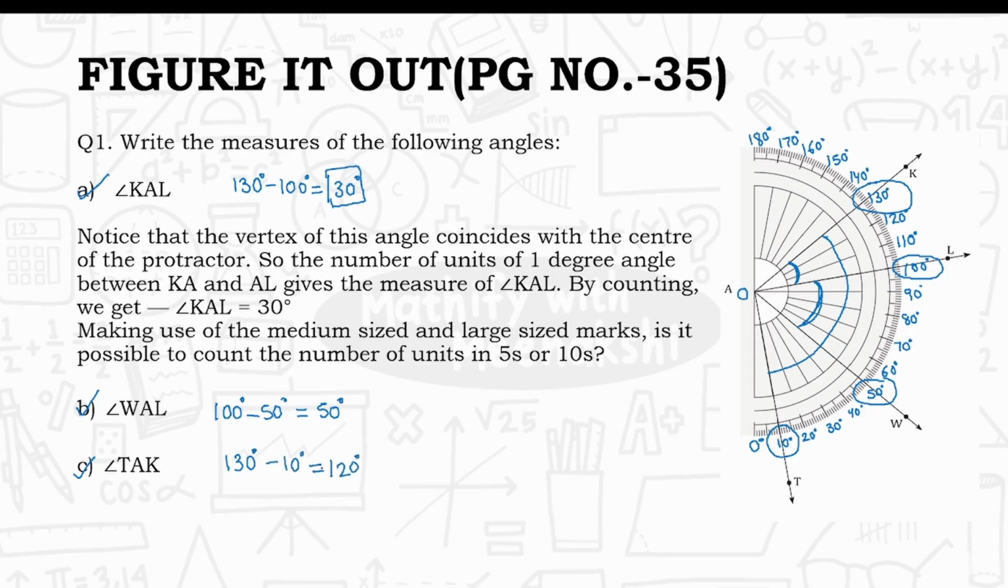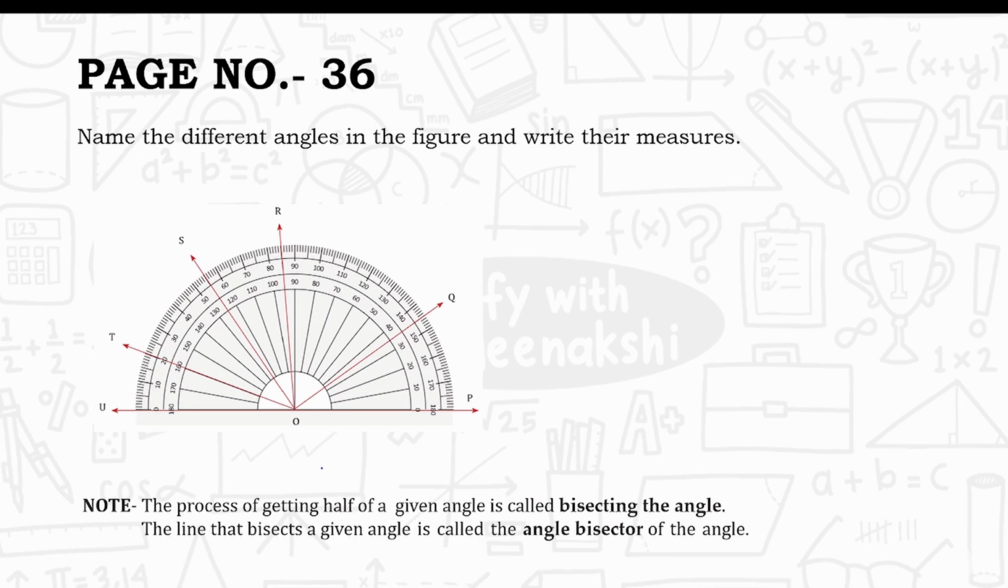Now let's move to the question on page number 36. The question is: name the different angles in the figure and write their measures. So this is labeled protector. We have to measure all the angles that you can see in this figure. So first I can find this. I will write that for you.